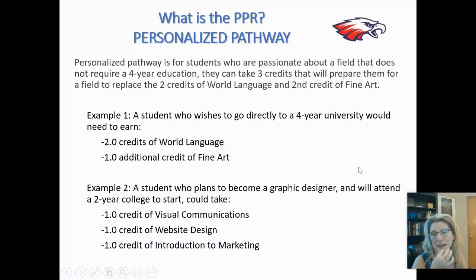Personalized pathway. I think this can be confusing. For most of us, in order to graduate, we're going to need to do 2 years of world language and 2 years of fine art, okay? However, the state is saying if you don't want to do that, then they'll let you do what's called a personalized pathway. So if you're headed to a 4-year university, know that it is a requirement to do 2 years of world language and then the fine art.